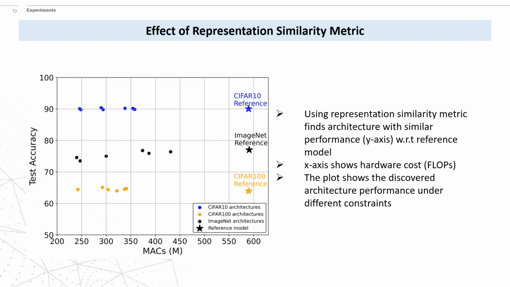Here we present the effect of the use of the representation similarity metric in the hardware-aware architecture search. The figure shows the test accuracy of the reference model and the discovered architectures under different hardware cost constraints for 3 different datasets. As we can see from the figure, our proposed method is able to find architectures with similar performance as the reference model under different flop constraints.